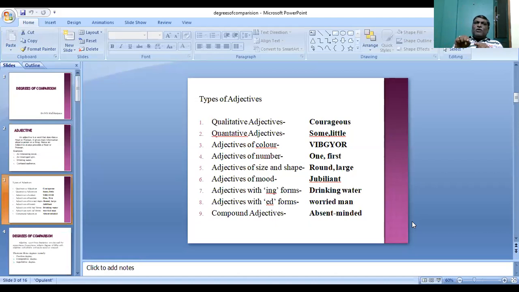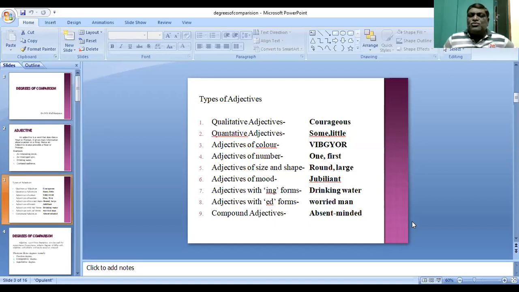Similarly, even this ed form is also used as a V3 form, that is past participle, used as a verb. For example, I have seen. When you say seen, double e, seen is V3 form. But the same V3 could be used as adjective. For example, worried man, depressed soul. So soul is noun, depressed is adjective. Worried is adjective, man is noun.